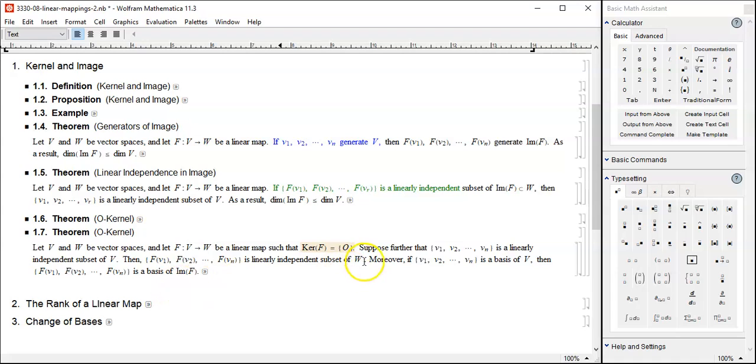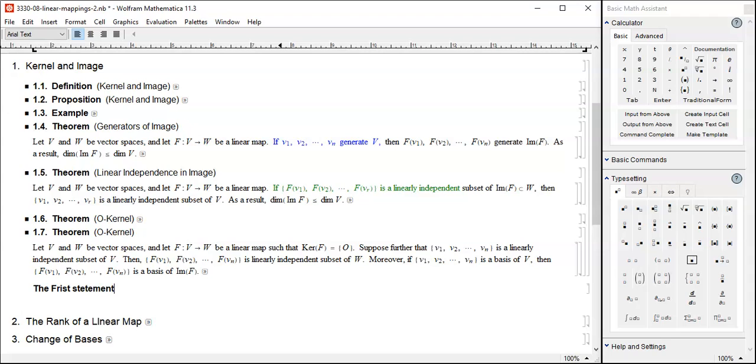Okay, the first statement is the forward direction of 1.5. You see, backwards direction, images are linearly independent, then originals are linearly independent. That was established. The forward direction, we'll have to do under the assumption that f is one-to-one. So the first statement, that's something we have to work on. How about the second statement? As a matter of fact, that's much easier.